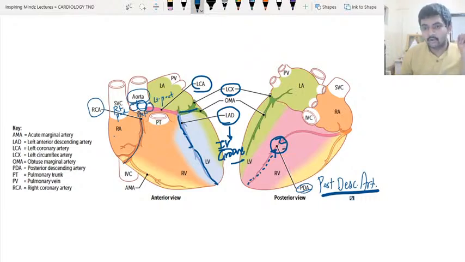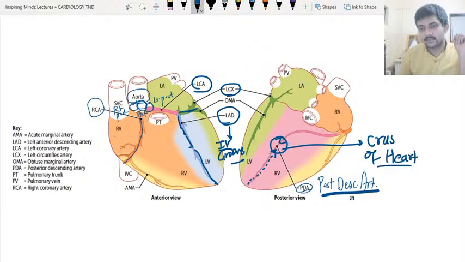Okay, right. This is called the crus of the heart. Fine. Now, at the same time, you can appreciate this circumflex artery. This left circumflex artery is also going posteriorly, running on the wall of the left ventricle.